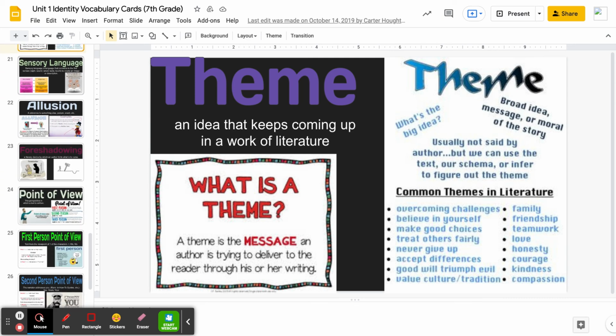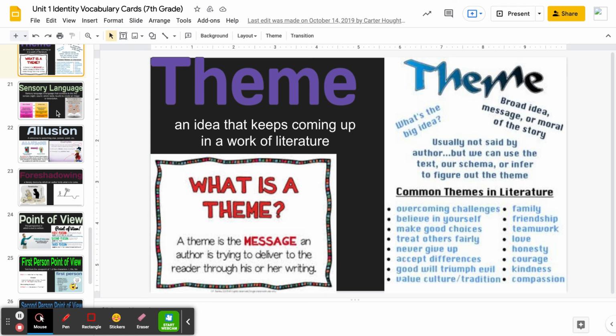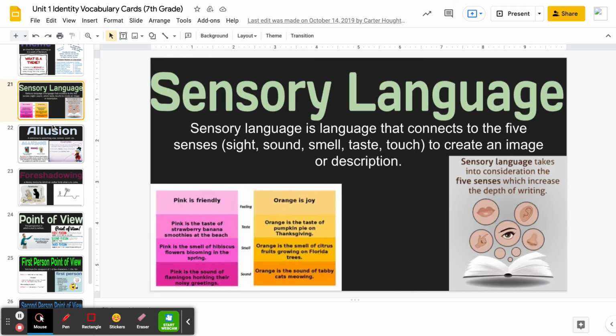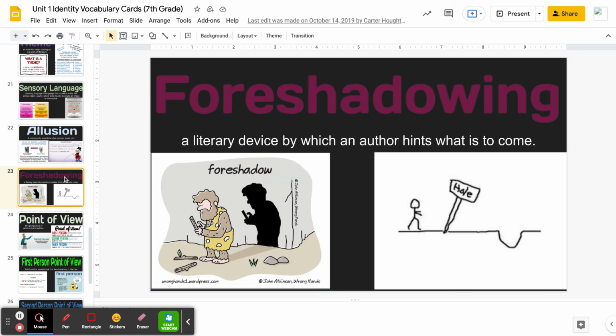A couple of these other ones I think we skipped. I think we skipped sensory language, but that's connecting to the senses. I know we skipped illusion. So I'm going to go to foreshadowing. Foreshadowing is a literary device by which an author hints at what is to come later in the movie or book or story. They give hints as to what is to come later on.